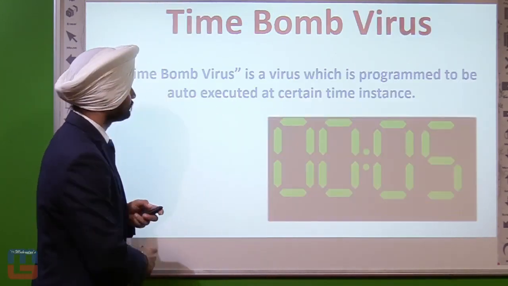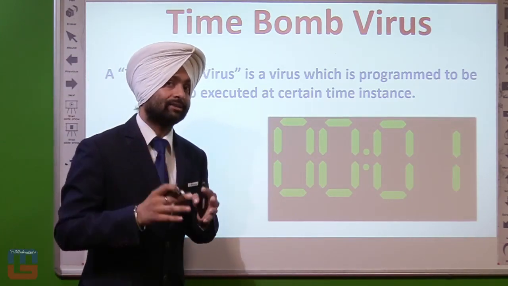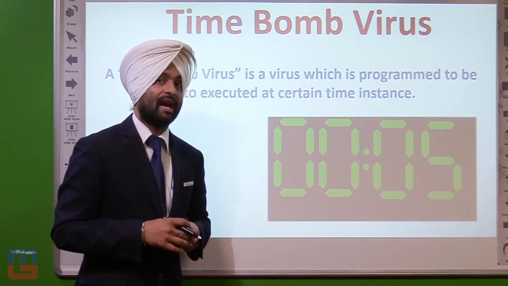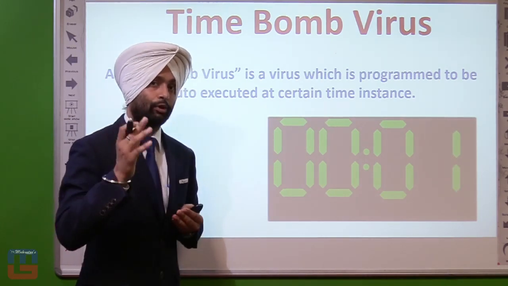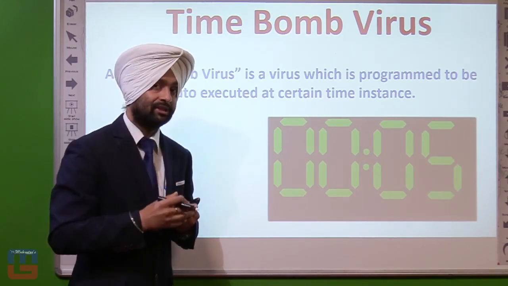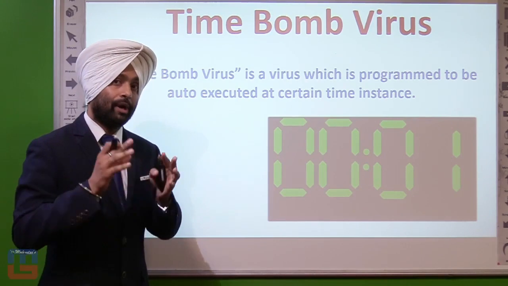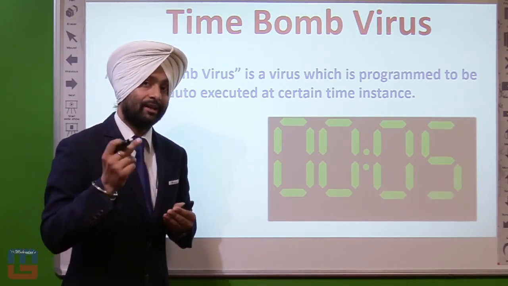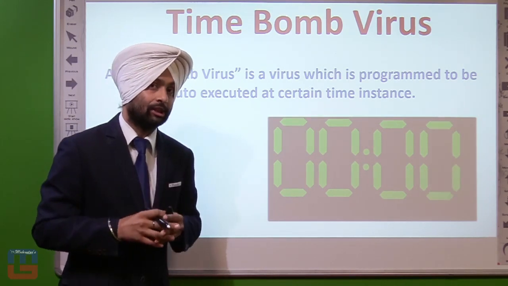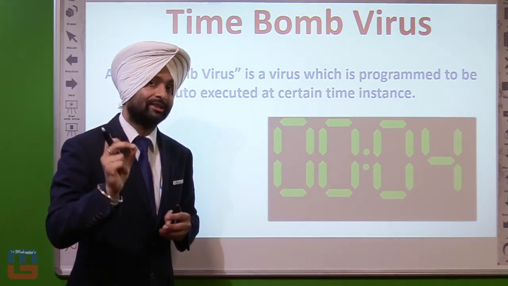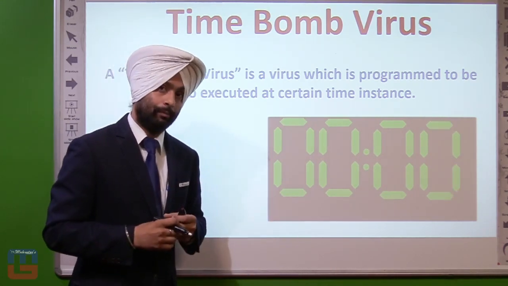Moving over to the next one, we have the different ways or different manners in which a virus can be executed. The first one we have is a time bomb virus. Now the name itself says what concept it follows. It follows the concept of a particular time instance. Say if I program a virus to execute itself at a particular time instance, it can be 9:00 am, then in that case the virus will auto execute itself at sharp 9:00 am. Now that would be a time bomb virus.